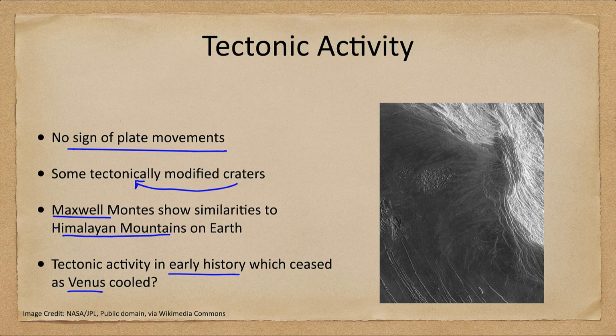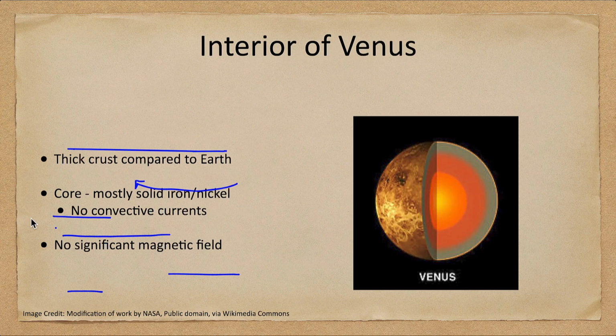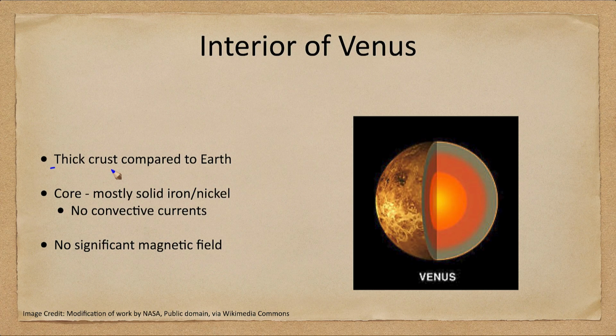Now, what about the interior of Venus? What do we know? We knew a little bit about the interior of Earth. We didn't know much about the interior of the Moon and had a vague idea about Mercury. How about Venus? Well, what we do know is that Venus has a thick crust compared to Earth. So we know that there's no plate motions, and that the core is mostly solid iron and nickel.